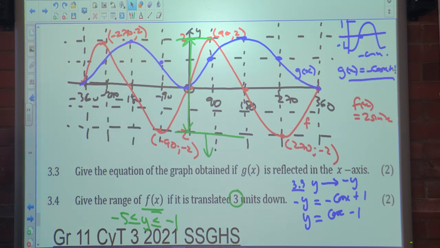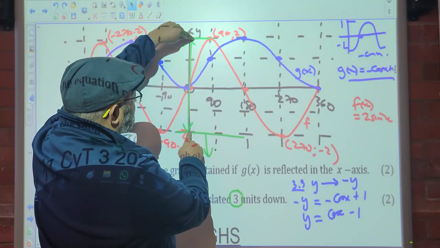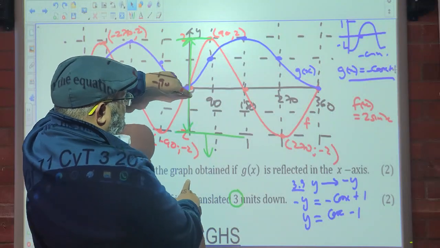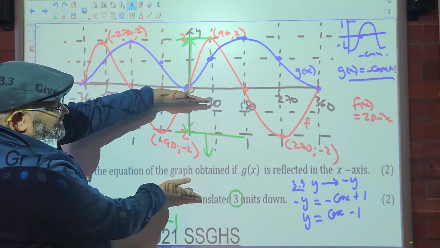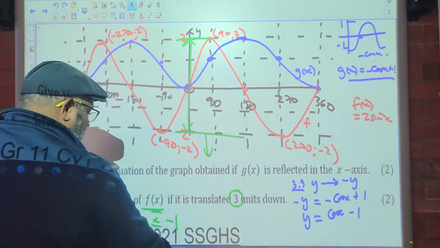Is the distance between the maximum and minimum. That is 4 units. But if I move this down 3 units, the distance from the maximum to the minimum is still 4 units. It's just that it's the whole graph.